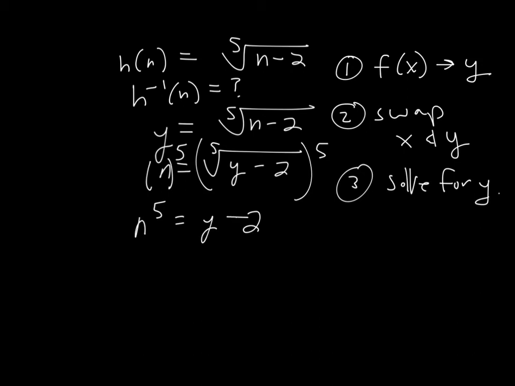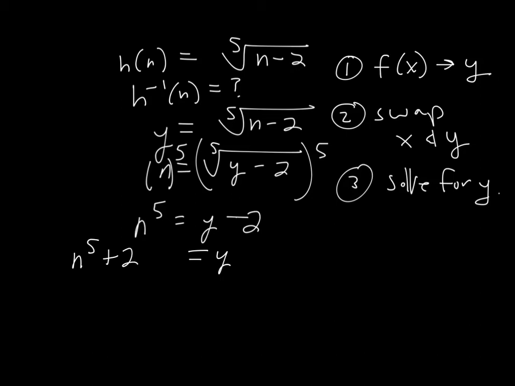Not too bad. I mean, it looks all crazy because of this fifth root, but really you just put a fifth power on it, and now you just have that. That all cancels each other out right there. Of course, by doing that, you created a fifth power over here. Solve for y, just add 2. So you get y equals n to the fifth power plus 2.